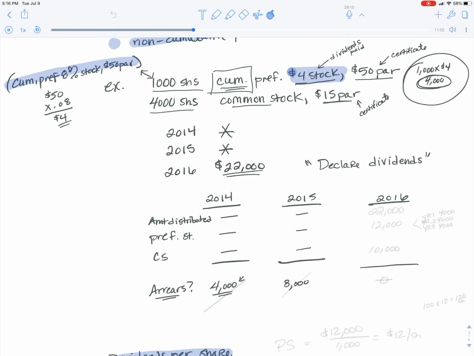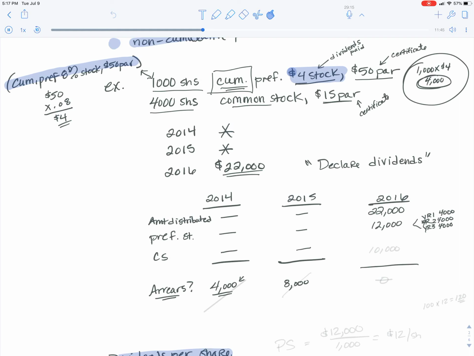So when we get down to 2016 and there's $22,000 declared, that means that's how much was distributed to all our stockholders, our preferred and our common. We pay the preferred stockholders first. So what's going to happen is year one, we were supposed to pay them $4,000. Year two, they were supposed to get $4,000. And this third year in 2016, they're supposed to get another $4,000. So together, they get $12,000 in 2016. And the preferred stockholders are going to get that before common stockholders get paid.